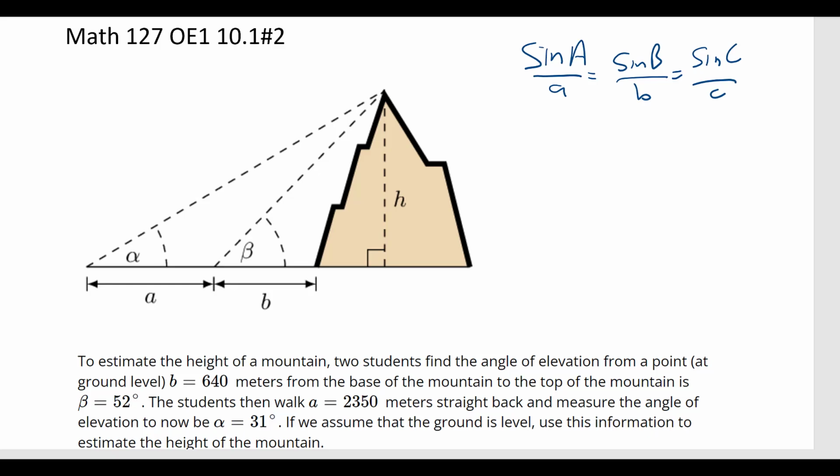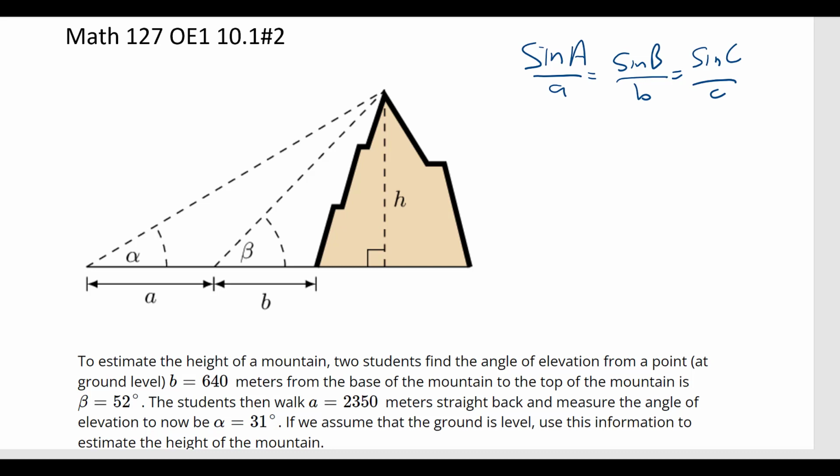This is 10.1 number 2 from Math 127 OE1, the Lumen book that we're using. When I first saw this, it looked a lot like a problem I saw in another book, and I'll show at the end how to do this using that formula. It's the Surveyor's formula. But let me go through this.